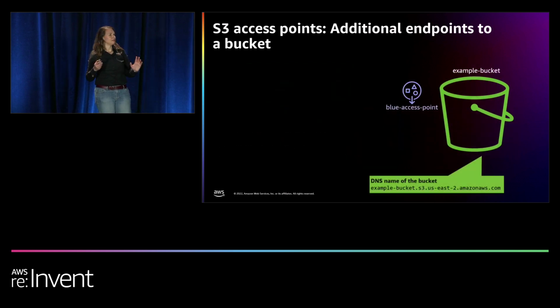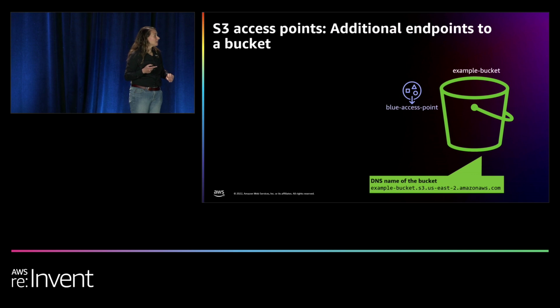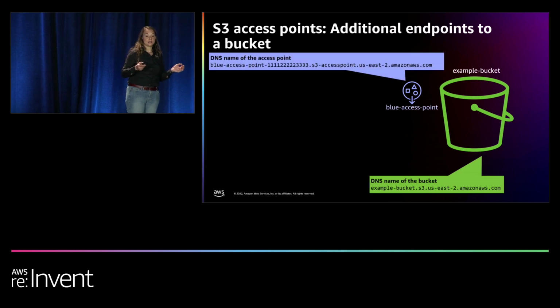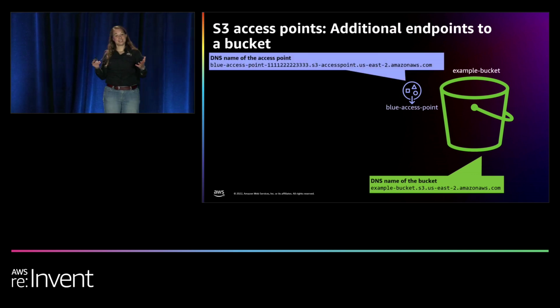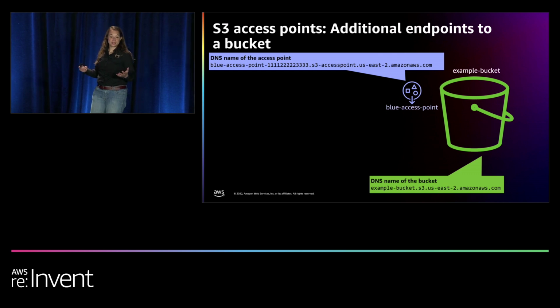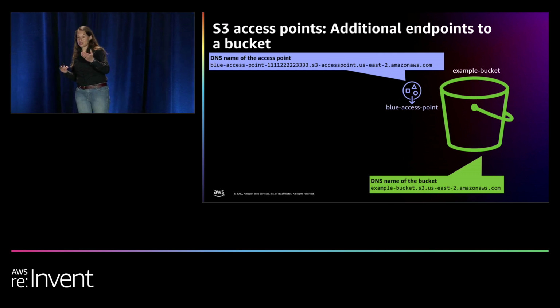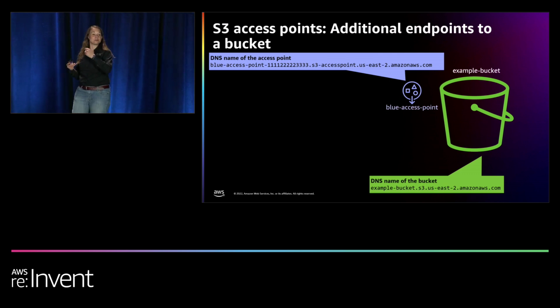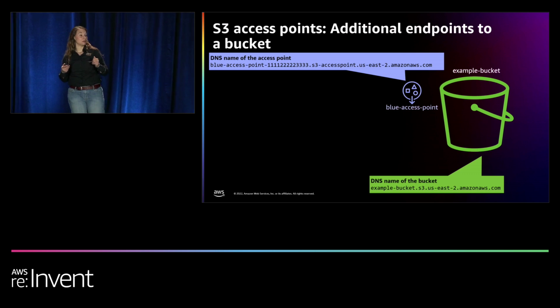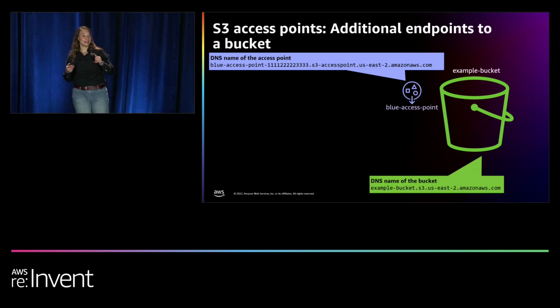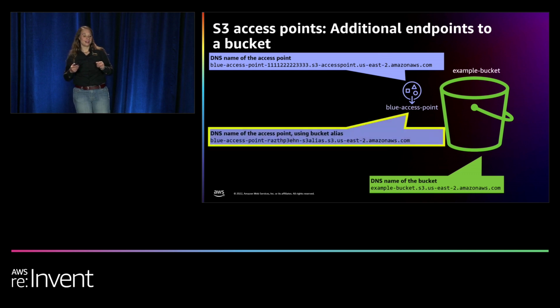So let's put a blue access point in front of this bucket. We still have the DNS name of the bucket, but that access point gets its own DNS name. It's named after the name that you assigned your access point, also has your account number in there, .s3-accesspoint.us-east-2.amazonaws.com. And then you get another DNS name as well.